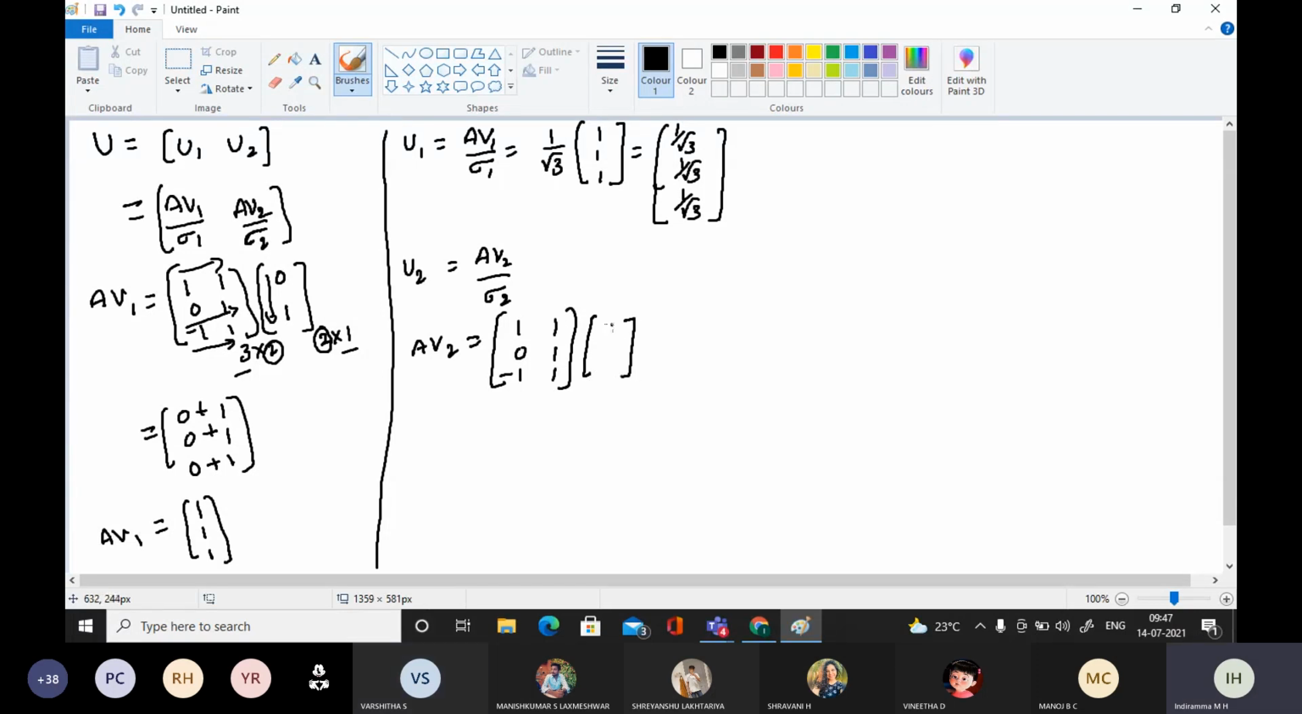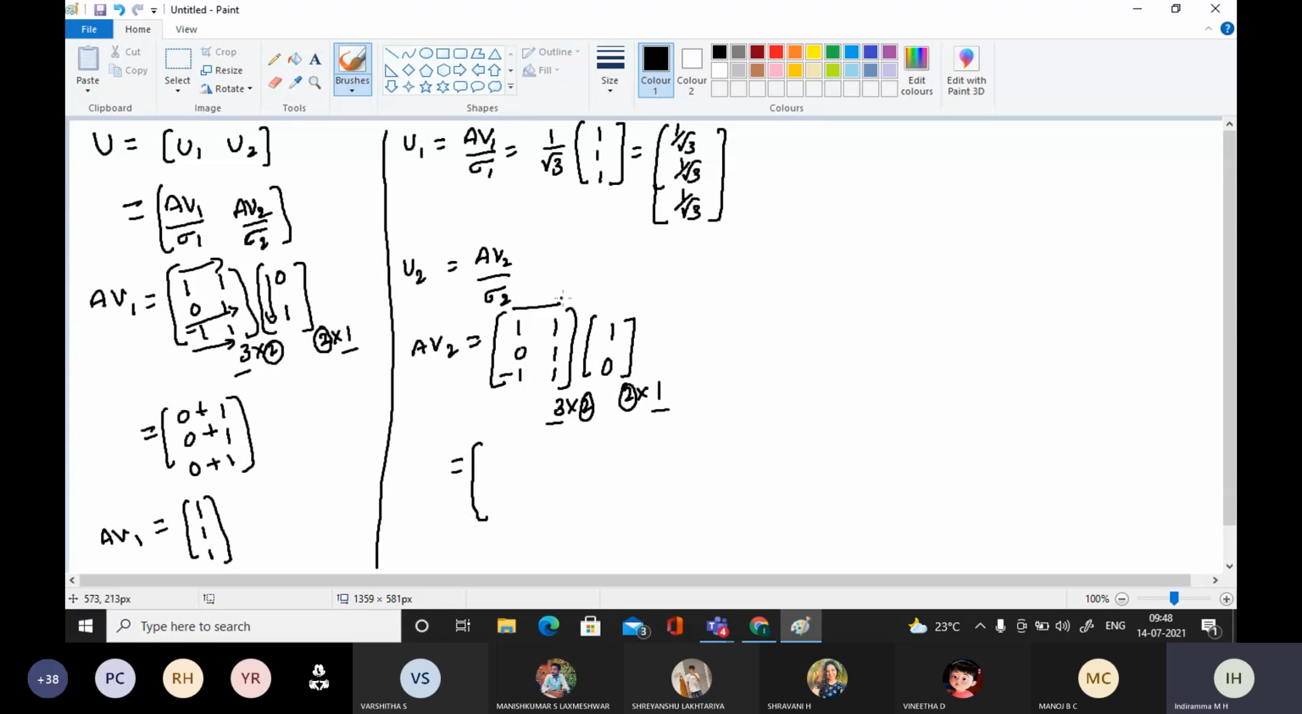One, zero, one, zero. It is of order 3 cross 2 and it is of order 2 cross 1. So it is same. The number of columns of the first matrix should be equal to the number of rows of the second matrix. After multiplying this, you will get the resultant matrix of order 3 cross 1.